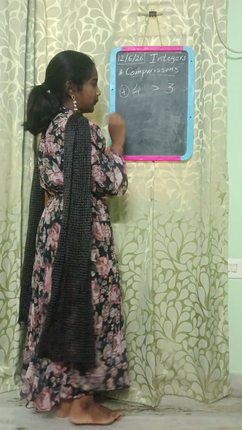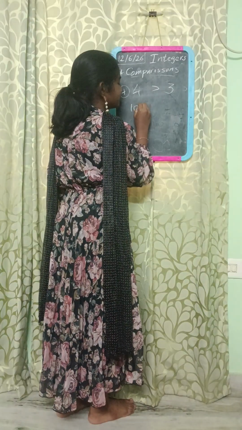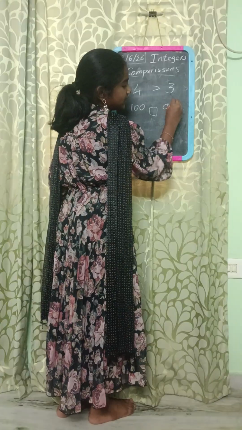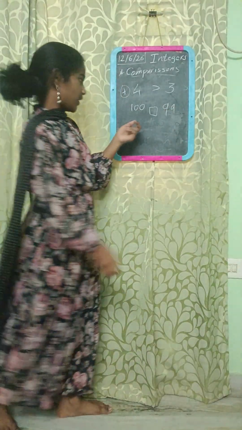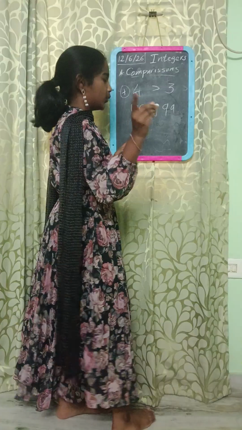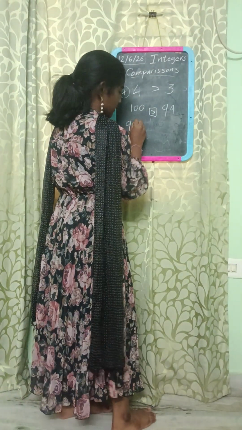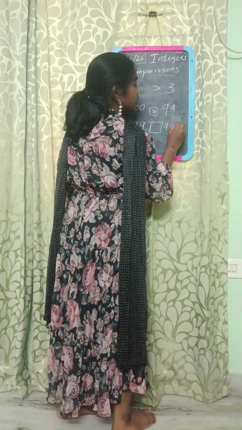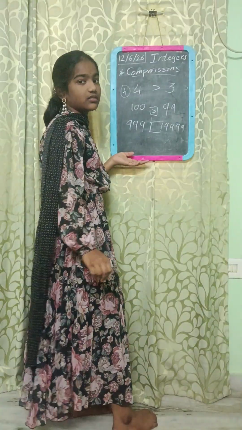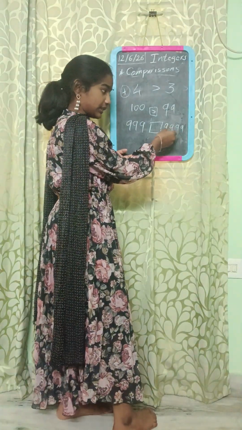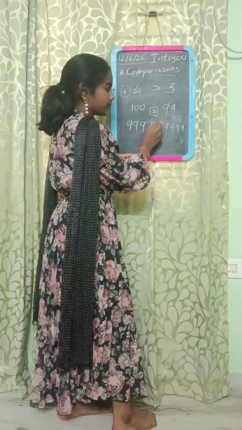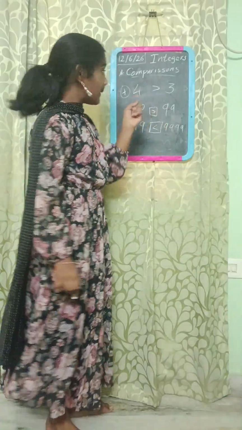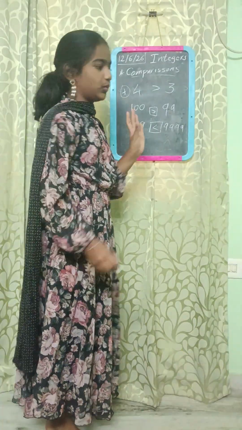So let us take one more example. 100 and 99. Which is greater? 100. One more example. Last. 999 and 9,999. Which is greater in this? Obviously 9,999. So these are the examples of comparisons in positive numbers, in only positive case.